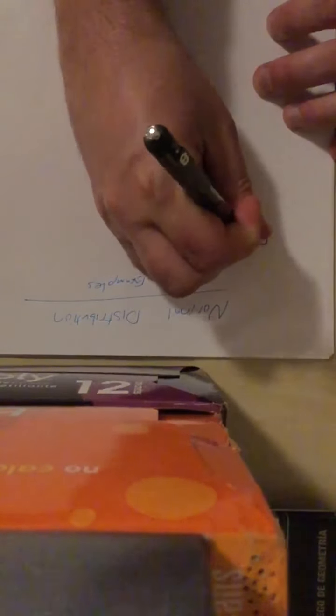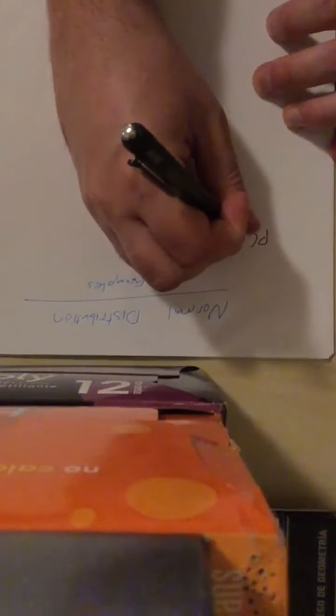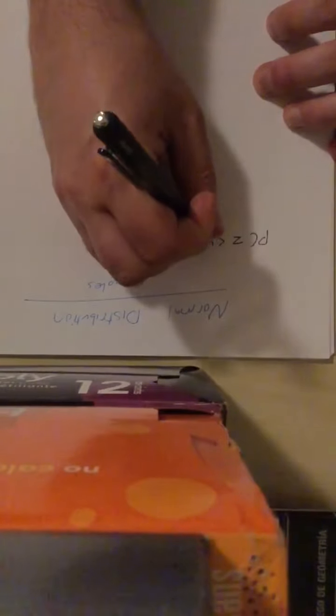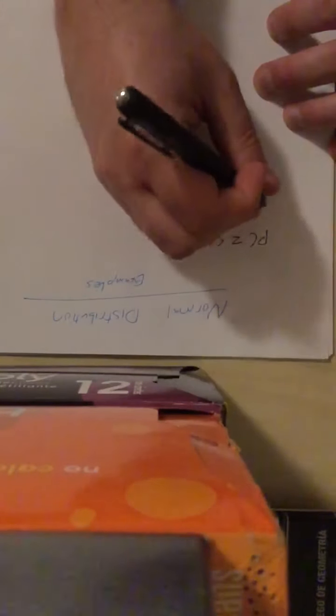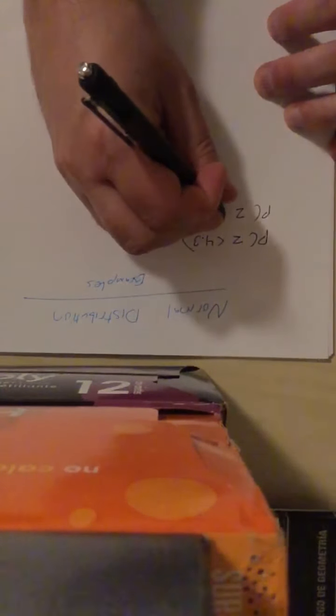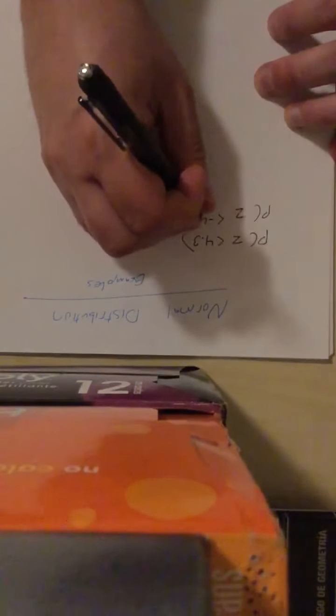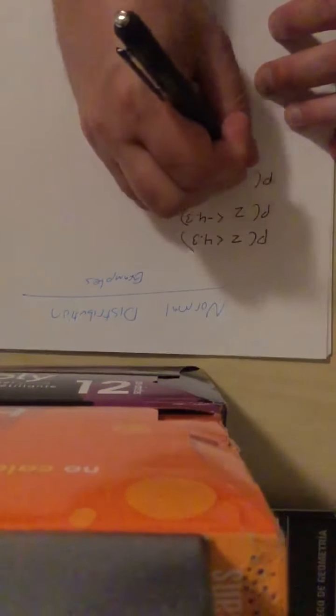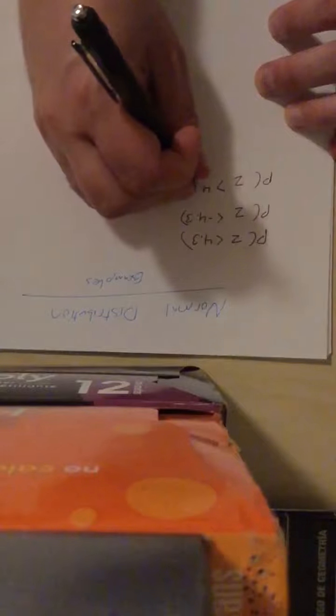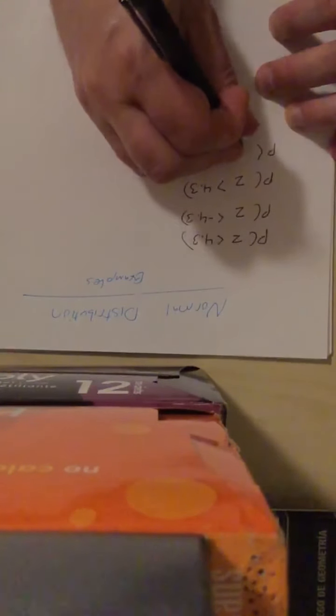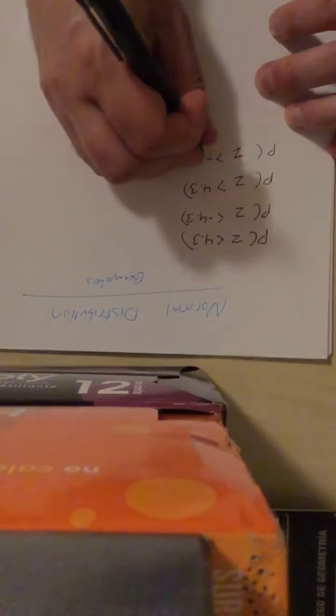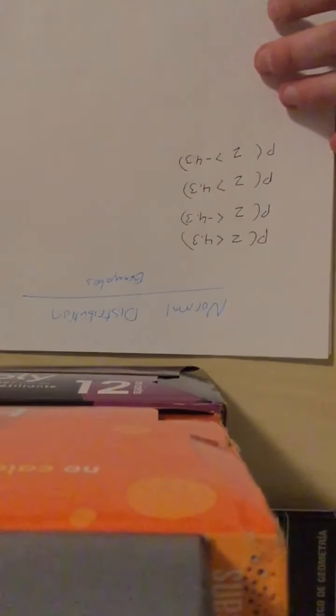So, finishing off with normal distribution, one thing we forgot to check is, I want to know what is the probability that a z-score would be less than 4.3, less than negative 4.3, the probability that a z-score is more than 4.3, and the probability that a z-score is more than negative 4.3.